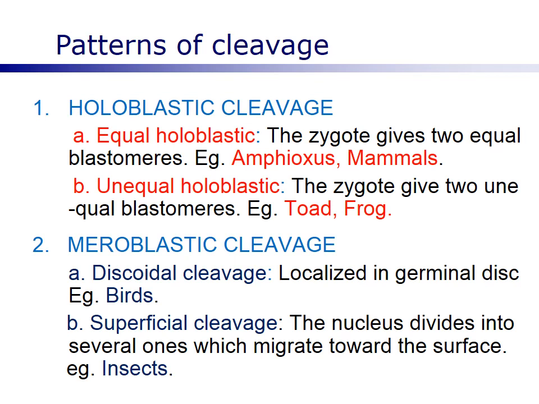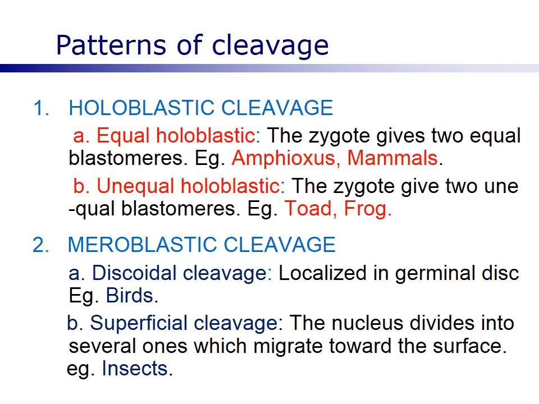In complete or holoblastic cleavage, the cleavage furrow starts from the animal side and passes through the vegetal side. That is, the cleavage furrow can entirely pass through the animal-vegetal axis. The holoblastic cleavage may be equal holoblastic, in which the zygote gives two equal blastomeres, or unequal holoblastic, in which the zygote gives two unequal blastomeres.